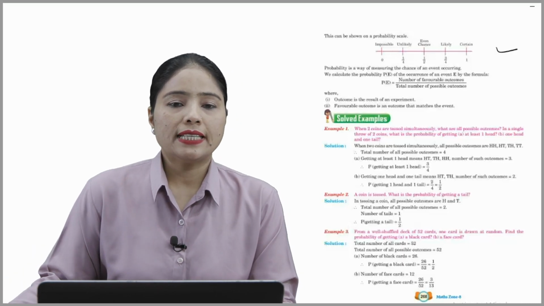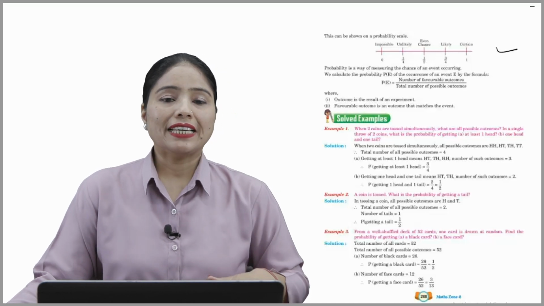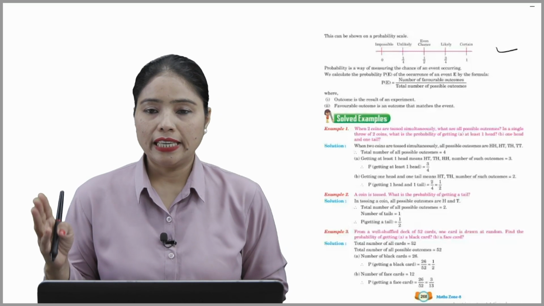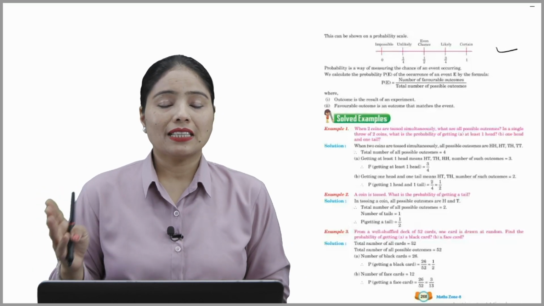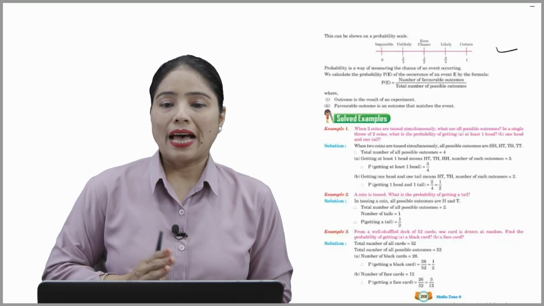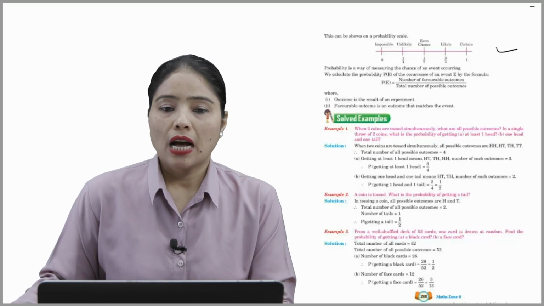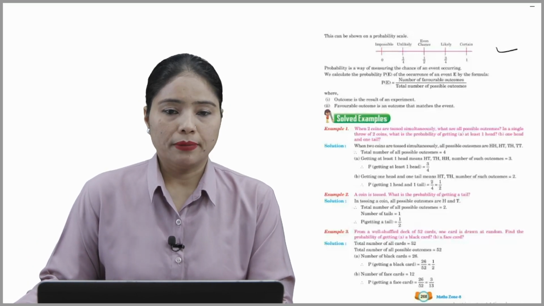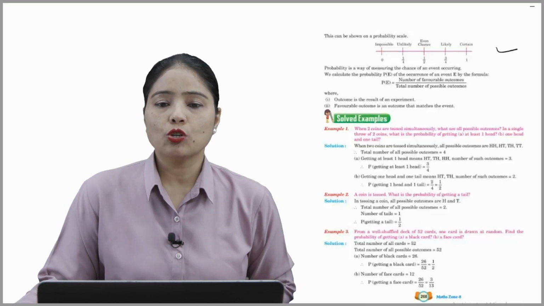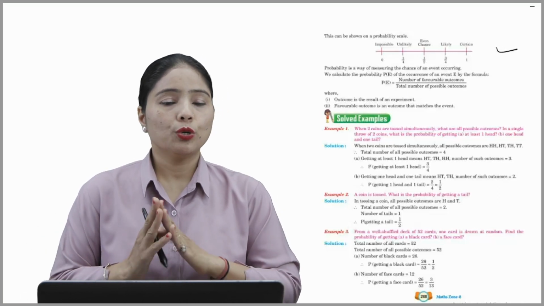So probability is a way of measuring the chance of an event occurring. We calculate the probability, P(E), of the occurrence of an event E by the formula: number of favorable outcomes divided by total number of possible outcomes, where first, an outcome is the result of an experiment. Second, a favorable outcome is an outcome that matches the event. Now let's solve examples for more clarity.